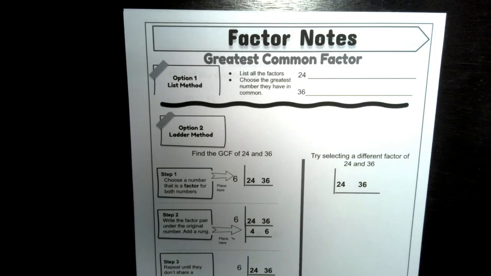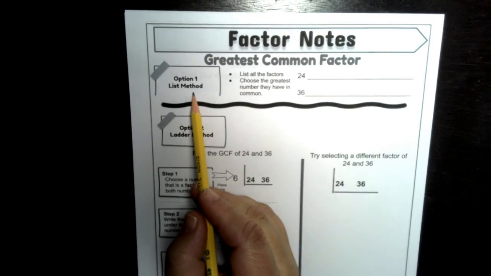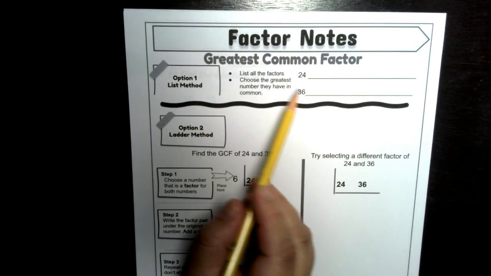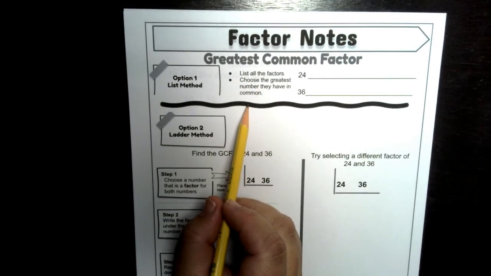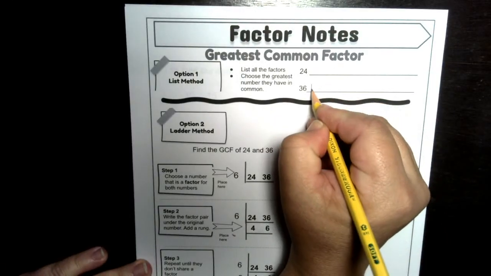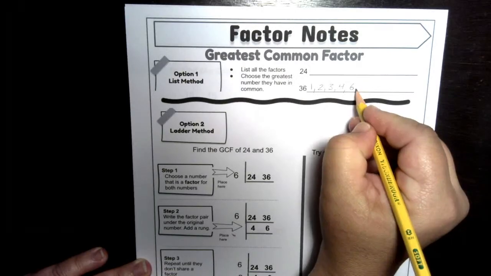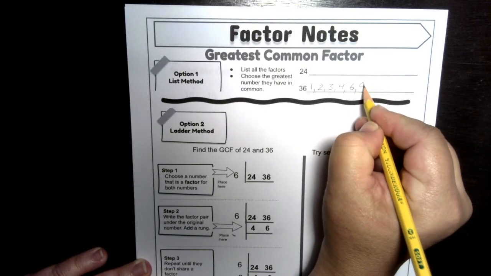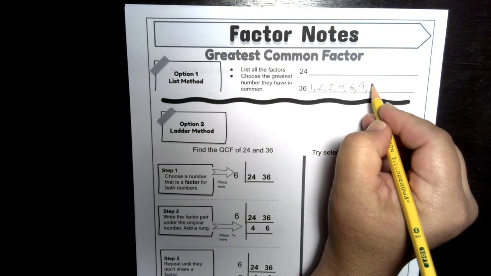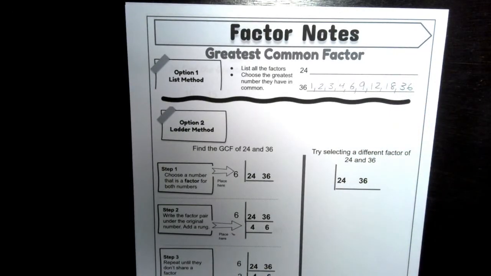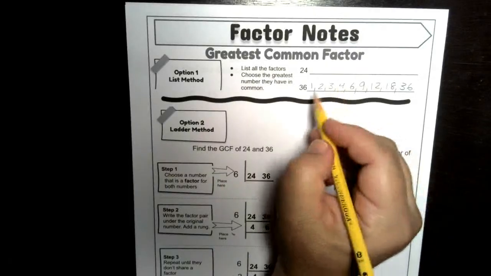Now we're going to talk about greatest common factor. There are 2 options that you can use. Option 1 is called the list method. So if I wanted to find the greatest common factor for 24 and 36, I need to list all of the factors. Well, we already did 36 on the page before. It was 1, 2, 3, 4, 6, 9, 12, 18, and 36.